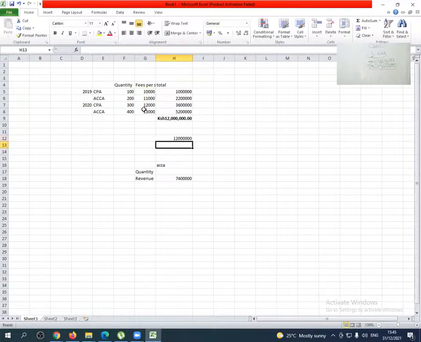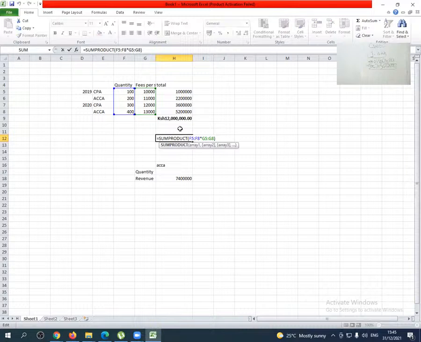add for me. You can see the 12 million has come up here. This is the 12 million. So I hope you have been able to see what I did.